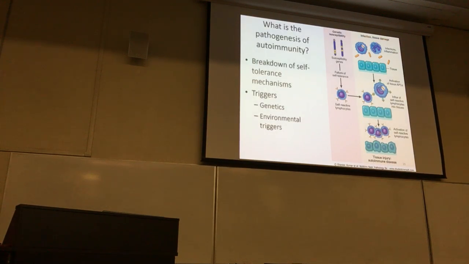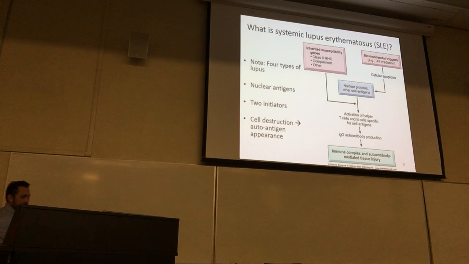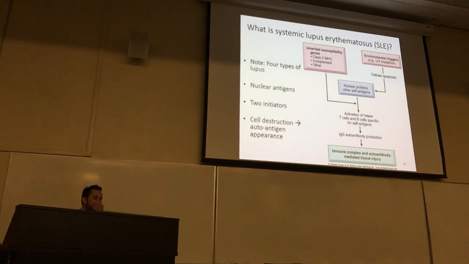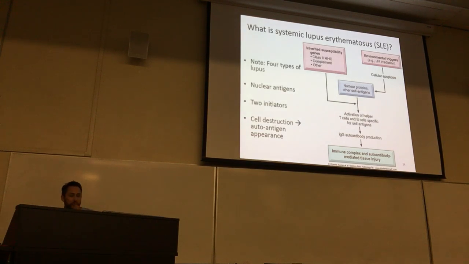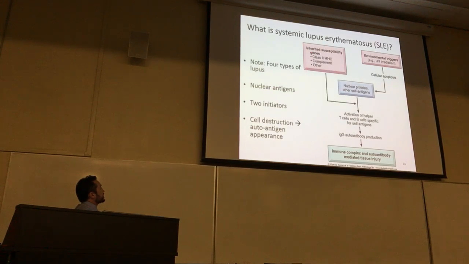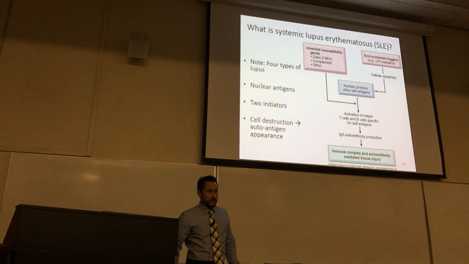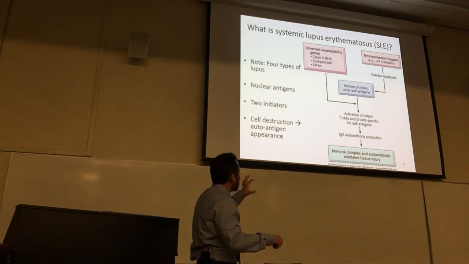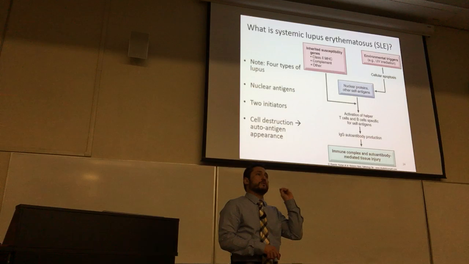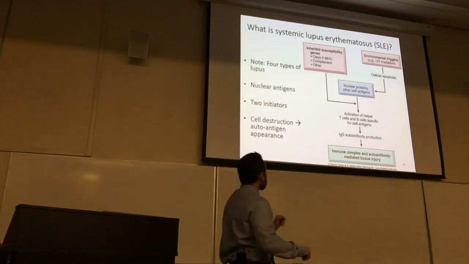So if we look at lupus, this is systemic lupus erythematosus. This was the slide I was alluding to, where we've got what we call two initiators. We've got definitely an inherited susceptibility. You can fill in the blank here. It's not just lupus. This is a flow chart that almost could be used or modeled for a lot of the autoimmune disorders we talked about.